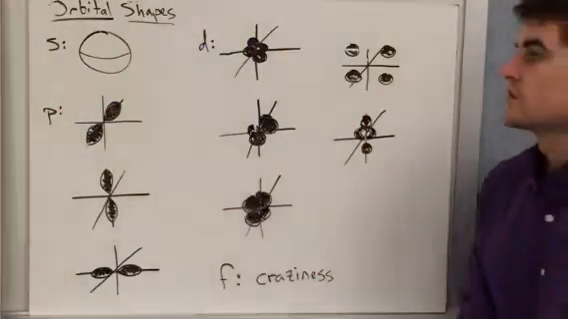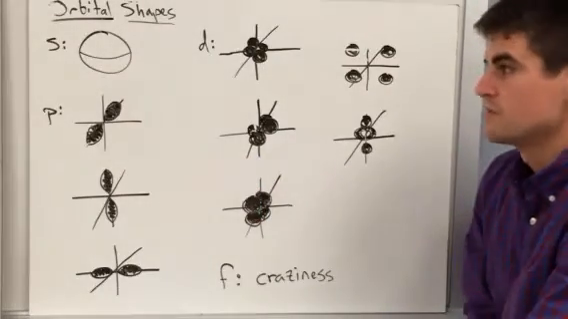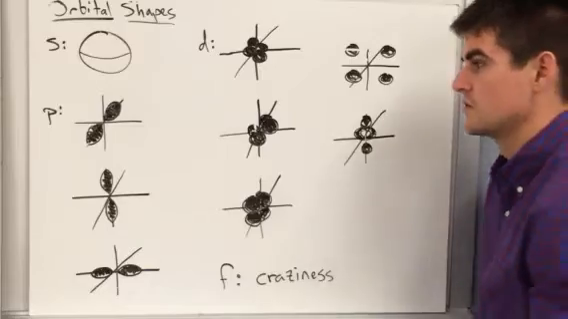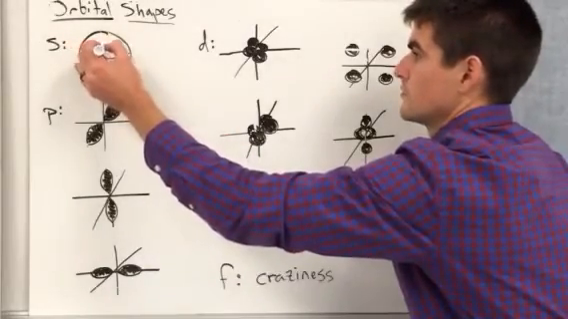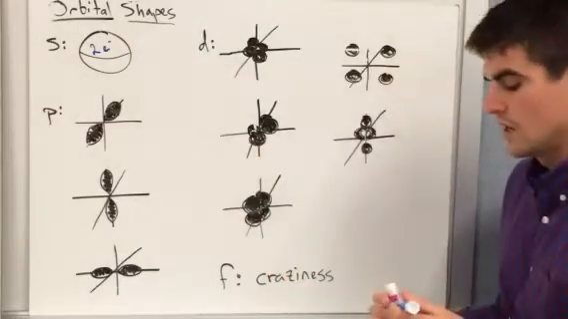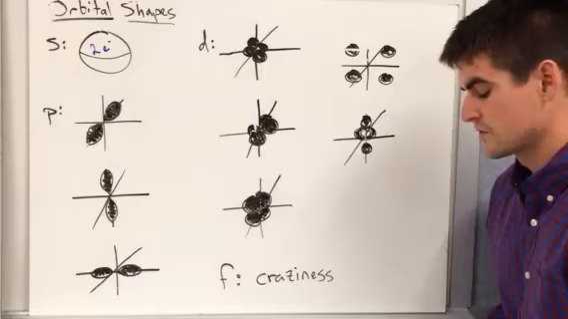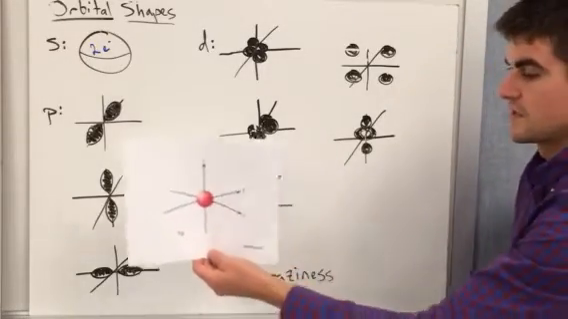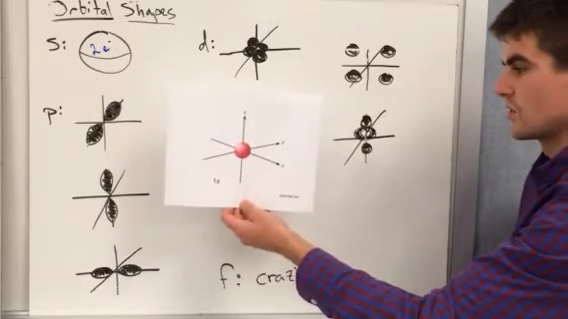The first type of shape is just the s orbital. This is the simplest. It's a sphere. And again, this guy can hold 2 electrons. Again, it's simple. It's the first type. And if you don't like my picture, here's another one with the sphere in it and the axes drawn.